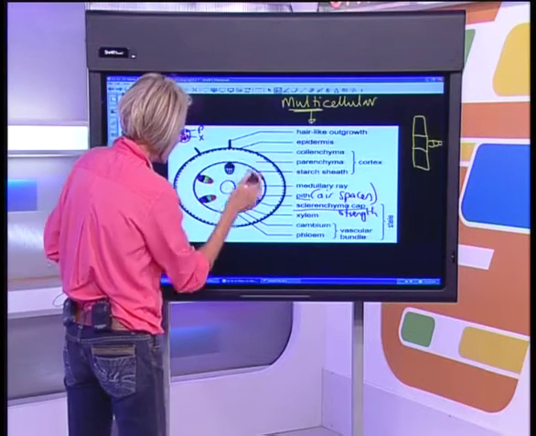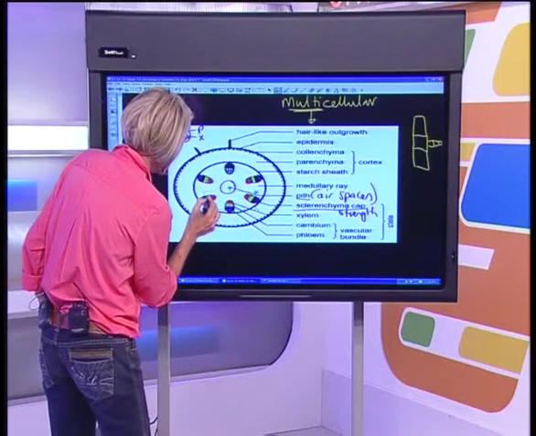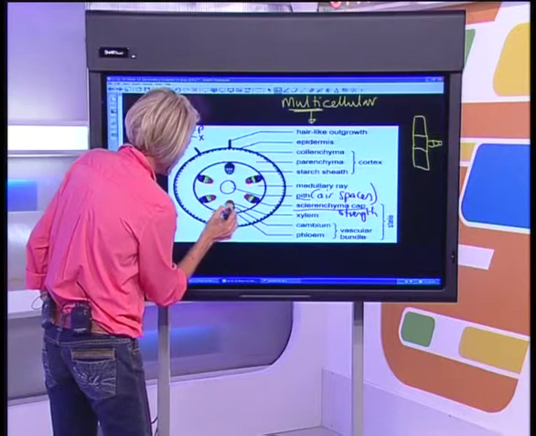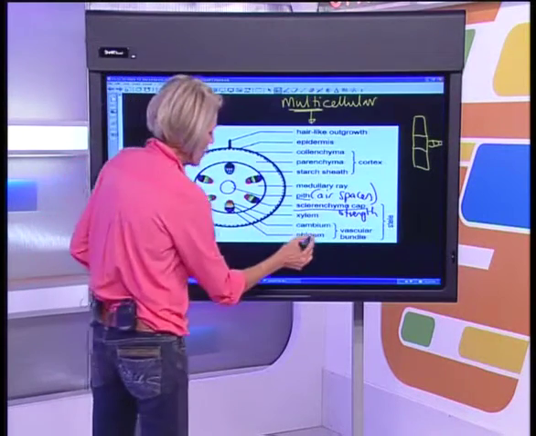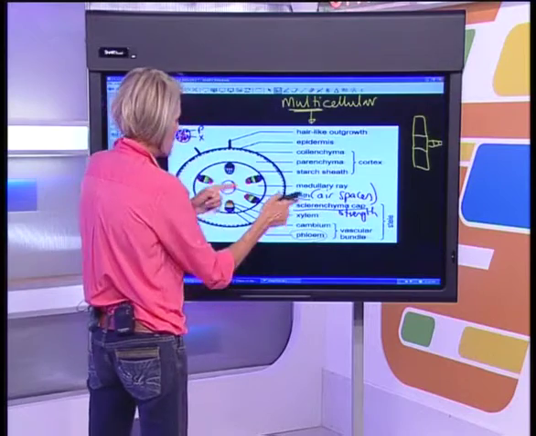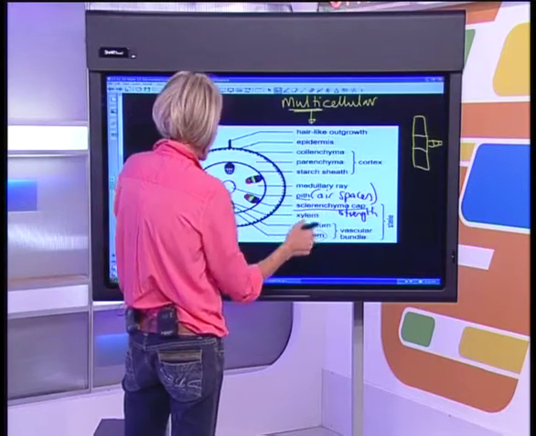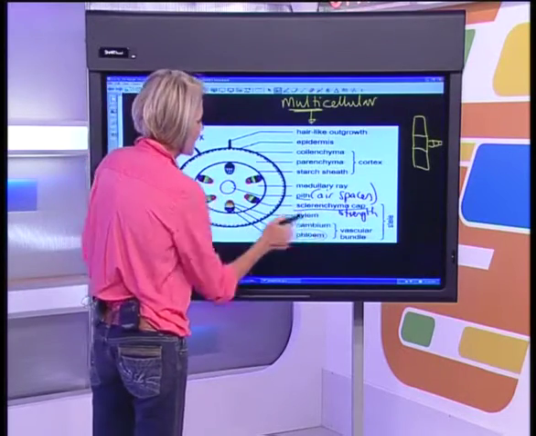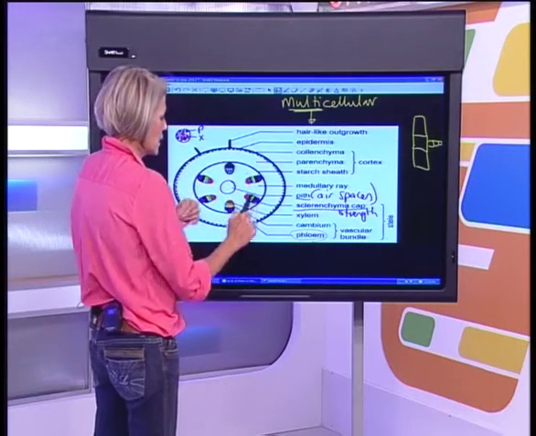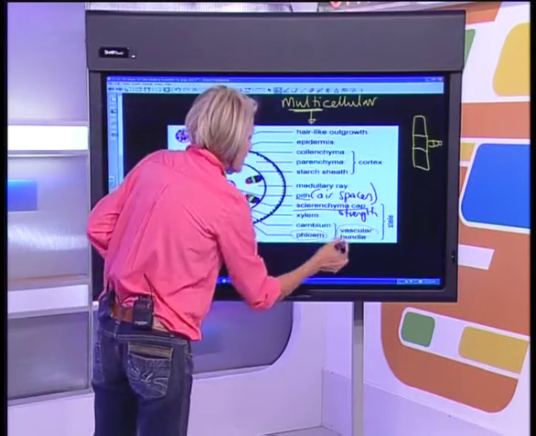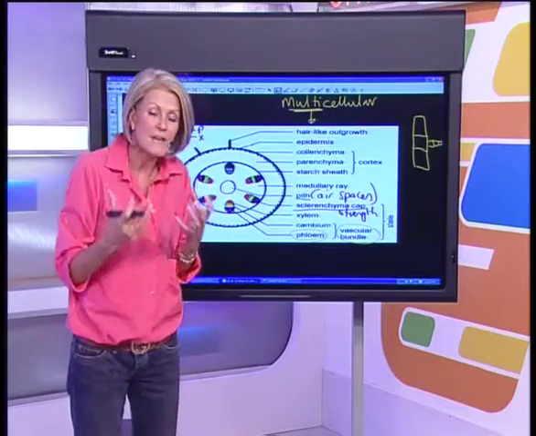I did that completely wrong. Let's leave that one. So yellow is the phloem, the xylem is the green, and the cambium is the red. That makes up the vascular bundle. Now, what is a vascular bundle?